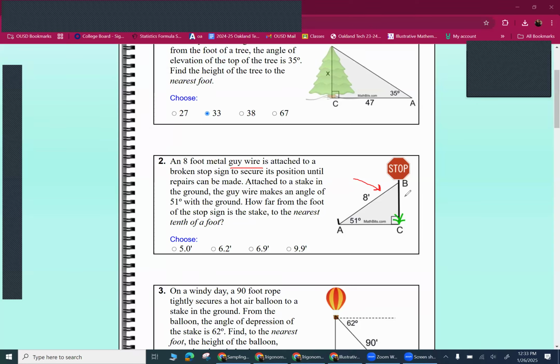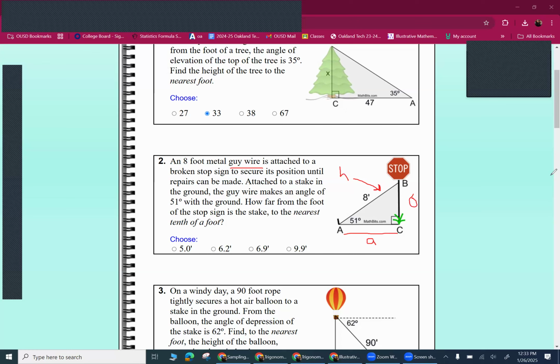It could ask how high this is, the BC, or it could ask the distance from here to here. It is asking the distance along the bottom here. So this is what we're looking for. And then relative to our 51, is that opposite, adjacent, or hypotenuse? And you're like, oh, that's adjacent. I'm going to do this with my finger now, opposite. And this is always the hypotenuse.